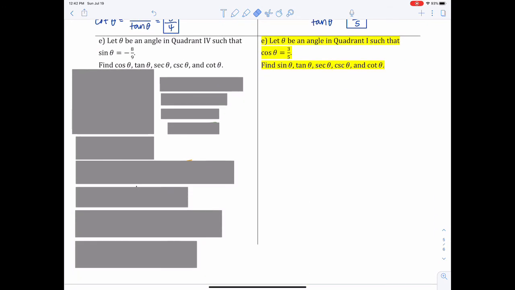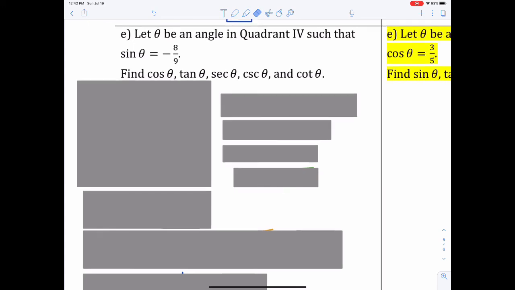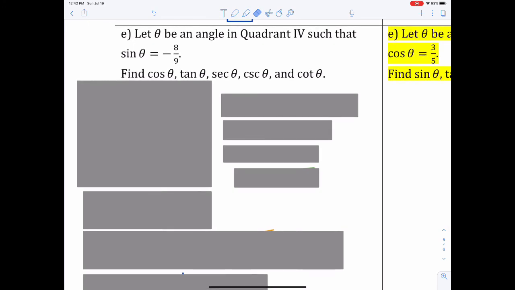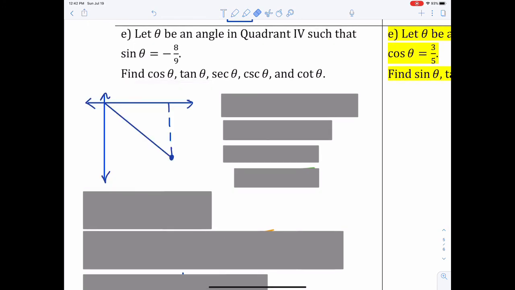So example E. So now we have an angle theta in quadrant 4. So I'm going to draw quadrant 4. And we want to label that sine of theta is -8/9. So this would be our theta. This is our right angle. Sine is opposite, so it's opposite over hypotenuse. This is our adjacent side. Opposite would have to be the -8. Hypotenuse would have to be the 9. From this, opposite over hypotenuse. So now we define the missing side, our adjacent side.